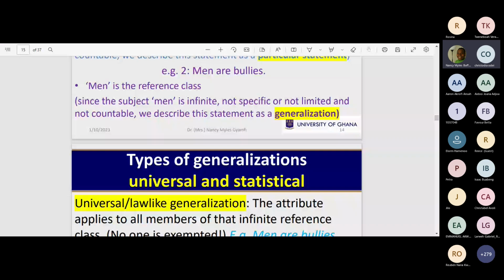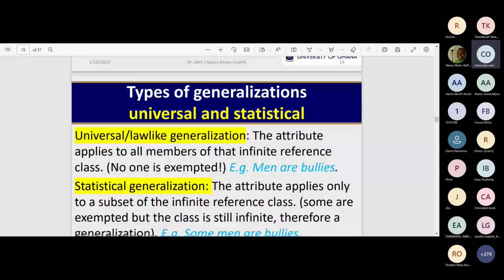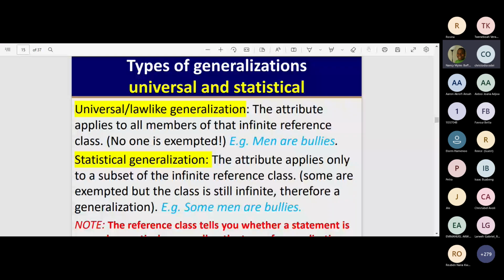So it's a good time then to tell you about the types of generalizations. Universal, the one that you are now very familiar with, whose surname is law-like generalization. Look on your screen. That one, what happens there? The attribute. Have you forgotten attribute? Don't forget. Remember predicate when you are doing English. Attribute class, what you are saying about Kofi. That's what the attribute is.